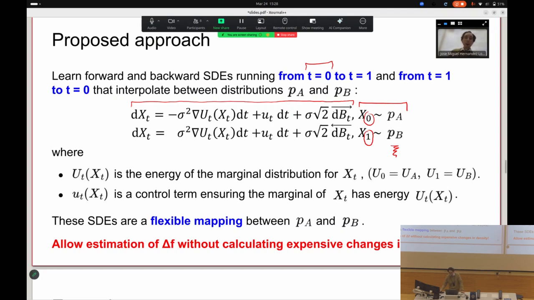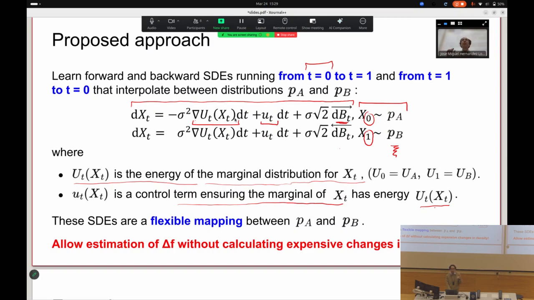But we're going to have here a Brownian motion in a forward direction. We are going to have some function here. This is the gradient of the energy of the marginal distribution of the samples of the SDE. I'll tell you later how we get this. And this is another function that is going to be a control term that ensures that we have the right marginals, that it has this energy. It has this funny form, this SDE. There is a well-reasoned way why it has this form.